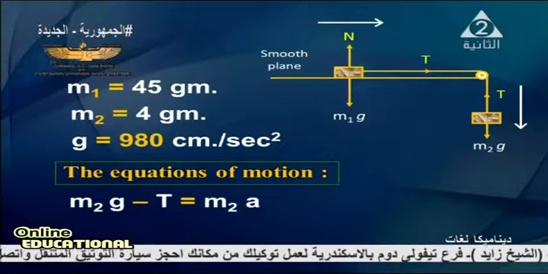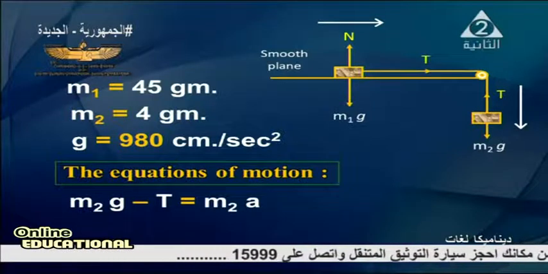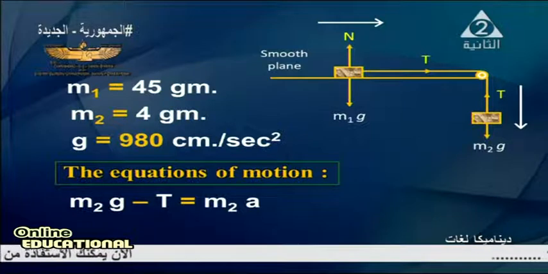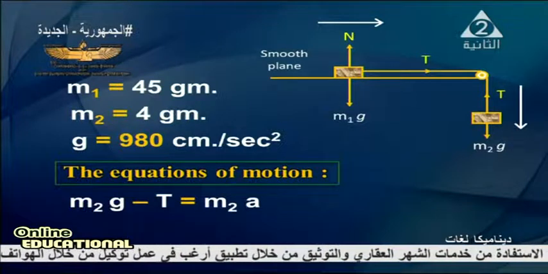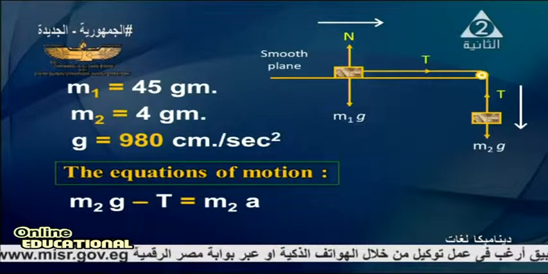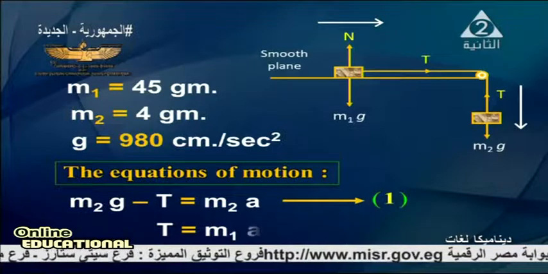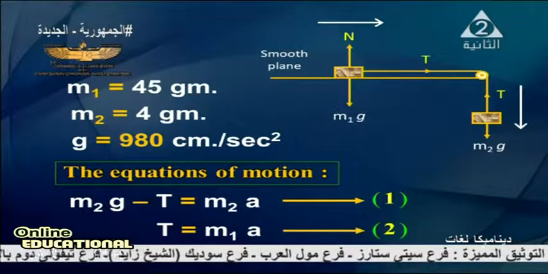M2g minus T equals M2a, because the body M2 moves vertically downward with acceleration a. And the body on the table moves under the action of the tension in the string T. Then T equals M1a, the second equation. Now we have two equations.